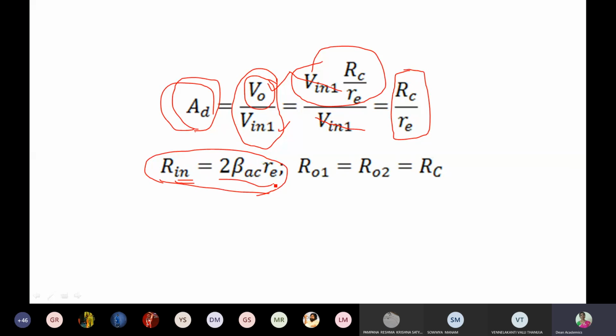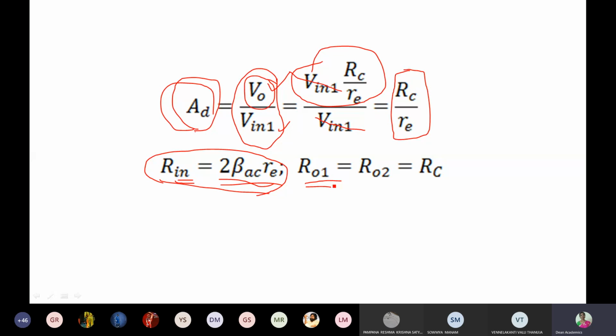So what is the definition actually? Rin is equal to Vin1 by Ib1. That means Vin1 by IE1, right? So what is Vin1 by IE1? You got the IE1 expression, so you substitute here. All those terms will get cancelled. And finally you will get Rin is equal to 2 times beta AC RE. Right.